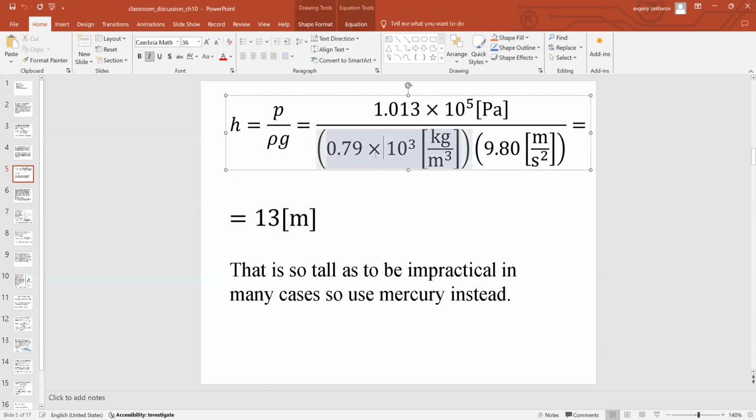Why is it mercury? Because mercury would have a density of 13,500 units. So that would be 13 times greater density. So like it's actually more than 13. So it's going to be like 15, 16 times more dense. And that's why it's going to be 16 times less in size. That's why you'll have a compact device to measure the same kind of pressure, but different fluid, different working fluid.